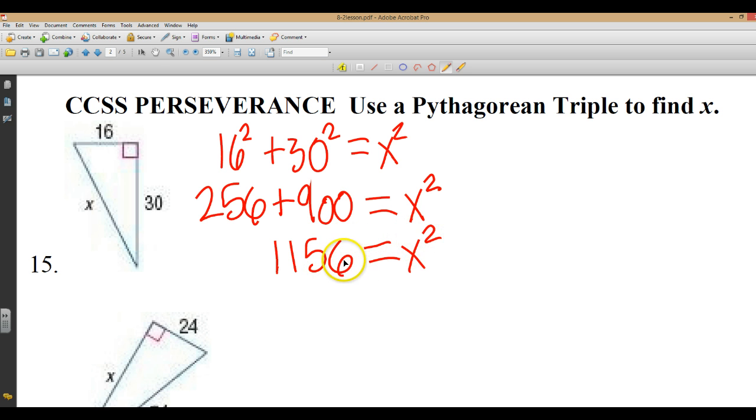we get 1,156. So if we take the square root of that, we get 34. And it is a Pythagorean triple because all three sides are whole number lengths. So 16, 30, 34. And that would actually be, if we divide each of those by 2, in the form of an 8, 15, 17 right triangle.